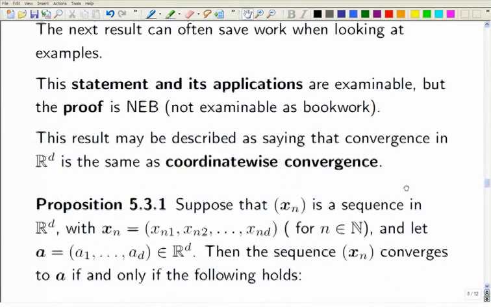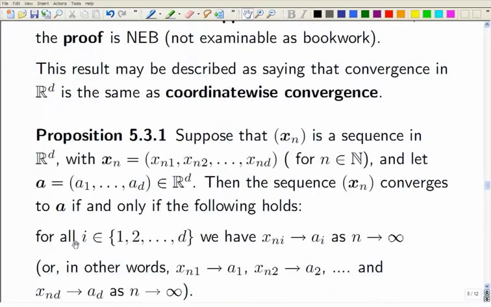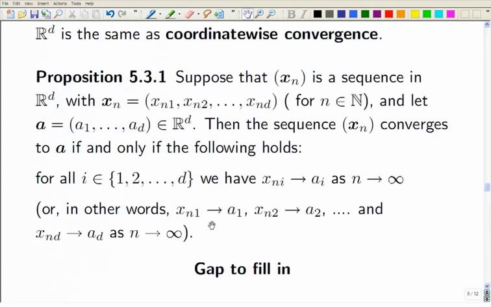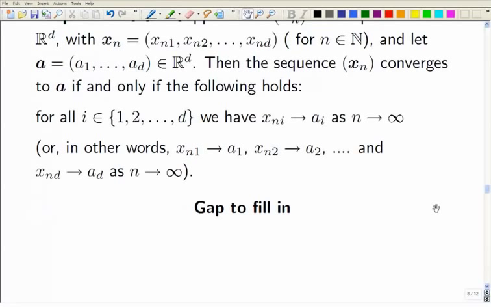Let's have a look at that. So you've got a sequence in R^d using the same notation as above, and now you've got a point a in R^d with coordinates a_1 up to a_d. Then the sequence x_n converges to a if and only if, for every i from 1 up to d, numbering the coordinates, that sequence of ith coordinates must tend to the ith coordinate of a as n tends to infinity. You can write that out in full. As n tends to infinity, the first coordinate of the vectors tends to the first coordinate of the target vector, the second coordinates tend to the second coordinate of the target vector, and so on. And the last coordinate, the dth coordinates of the vectors x_n, must converge to the dth coordinate of a. So that's coordinate-wise convergence.